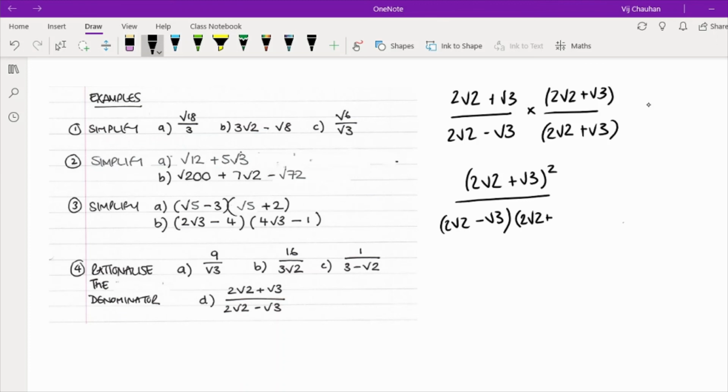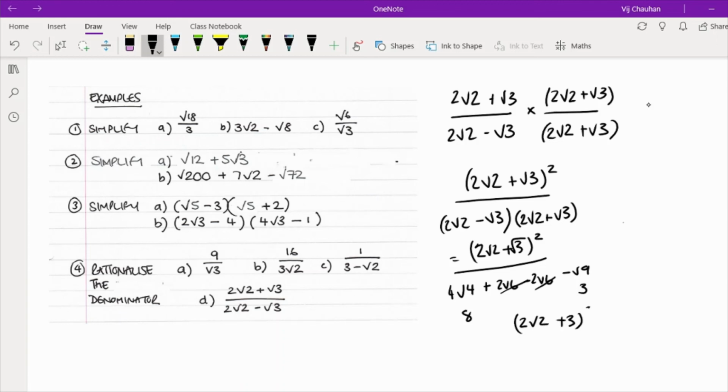2 root 2 plus root 3. If we expand the denominator out, multiplying the outside numbers, we've got 4 root 4 plus 2 root 6 minus 2 root 6 minus root 9. This becomes 4 times 2, which is 8. These two things cancel out and that becomes 3. So all we're left with is 2 root 2 plus root 3 all squared divided by 5. And there is your final answer.